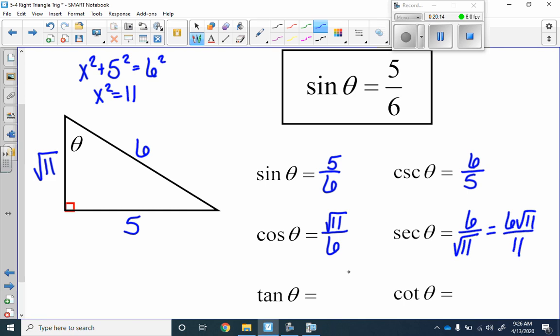Tangent would be opposite over adjacent, so 5 over the square root of 11, which simplifies to 5 square roots of 11 over 11. Notice that I'm not really showing my work here because some of you are going to be able to see that and know how those are going to simplify, and that's perfectly fine. Cotangent, take the reciprocal of that. We've got the square root of 11 over 5. And so now you have the 6 exact trig ratios.